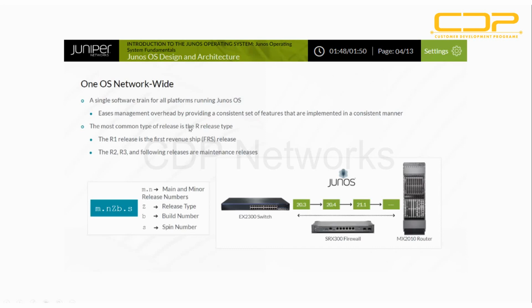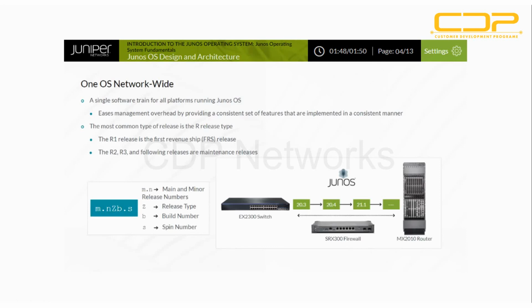The most common type of release is the R release. When they release the software, they have a naming convention. Their naming convention is like this: M.NZB.S. So what is the meaning of each letter? M.N means the main or minor release numbers. Z means release type, B means build number, and S means spin number.